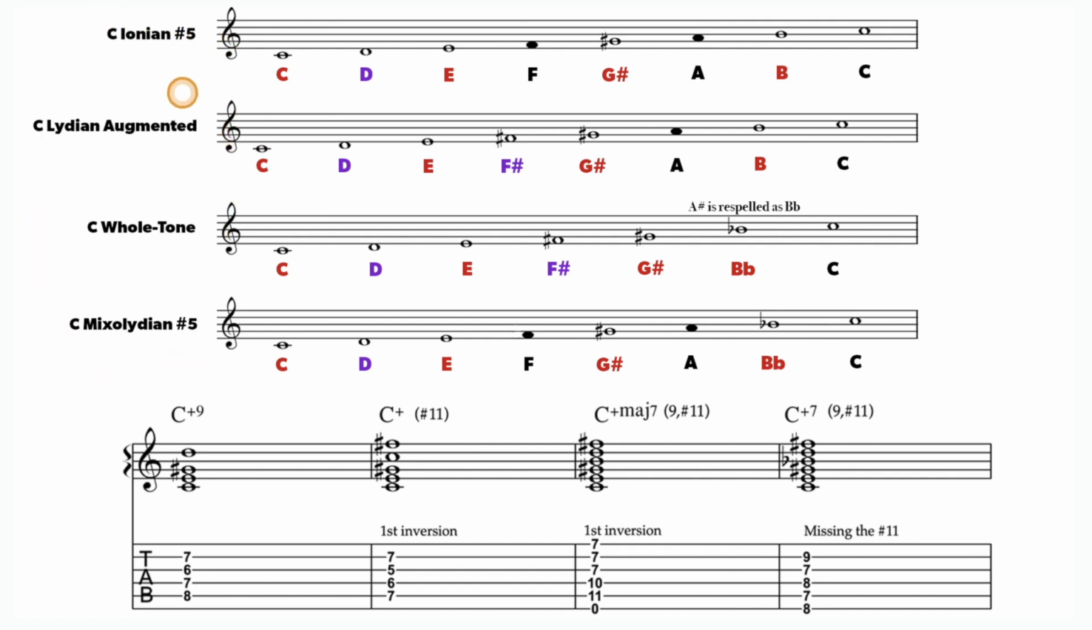The whole tone scale and the Lydian augmented scale are definitely the 2 most common scales to be used over augmented chords, but I figured I'd share the Ionian sharp 5 and the Mixolydian sharp 5 scale just for fun because there's nothing really stopping you from using them, even if they're not very common.